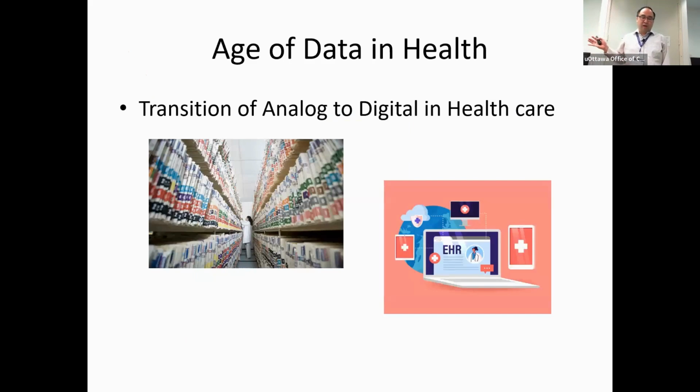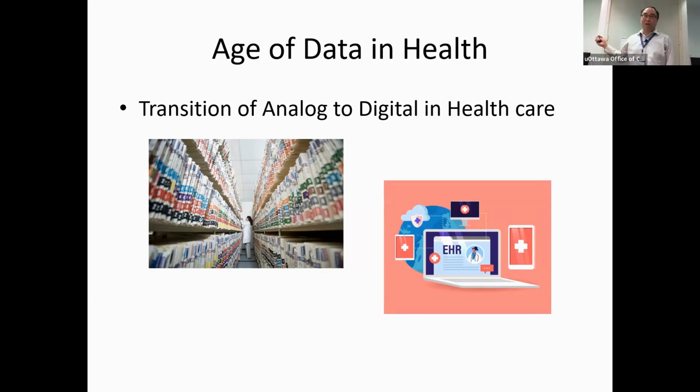Okay, so I thought I'd start us with this. Obviously we live in an age of data, and in healthcare, what has really transformed the amount of data that we have and the types of data that we have is this transition from analog to digital, right, in healthcare. So I remember, I think it was about 10 years ago when I finished my residency, when we were practicing and when we were training, we still had paper charts, right?